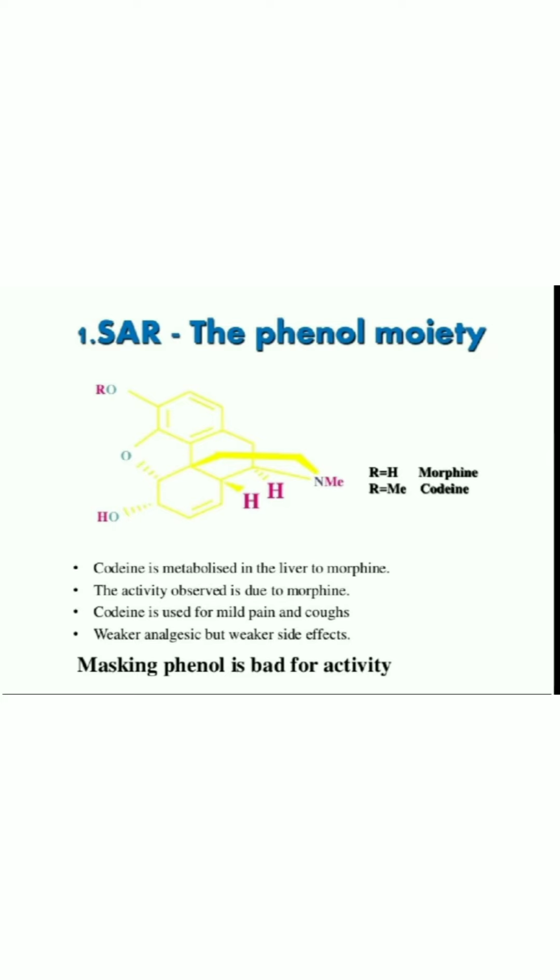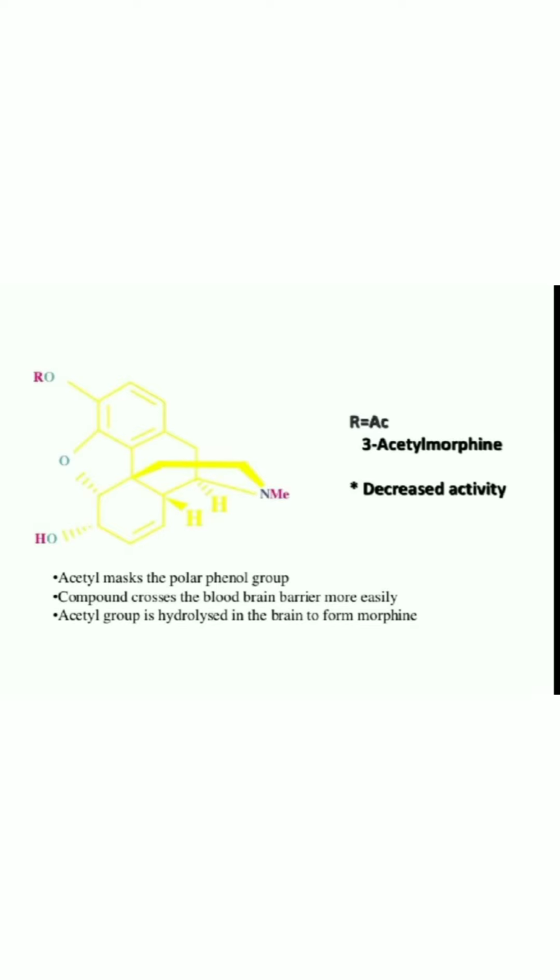The important binding sites I have given here. Just have a look at the slides which have been provided to you. Again I am concentrating on the SAR. The first is the phenol part. Codeine is easily metabolized. As I told you previously, the activity shown by codeine is due to morphine, but it is a weaker analgesic with weaker side effects. Masking the phenol is bad for the activity.